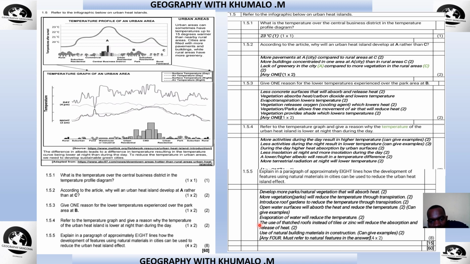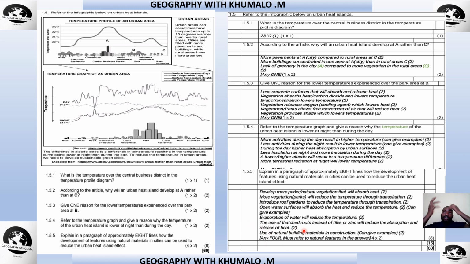Now, evaporation of water will reduce the temperature. So we remember that when the water is heated, it's going to change into gas and then it's going to reduce the temperatures. The use of thatched roofs instead of tiles or zinc will reduce the absorption and the release of the heat.